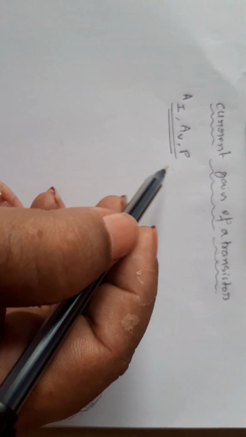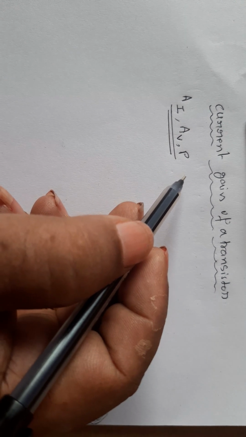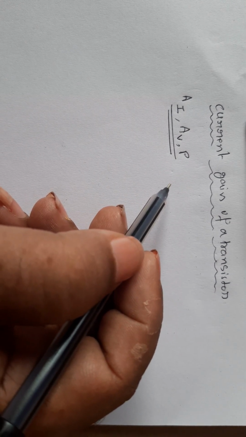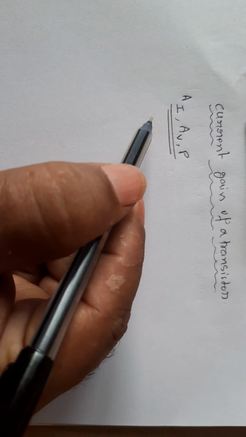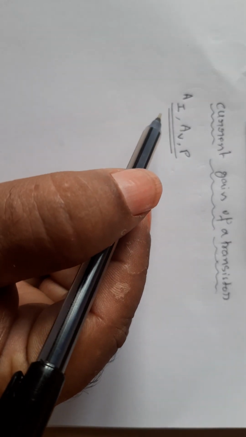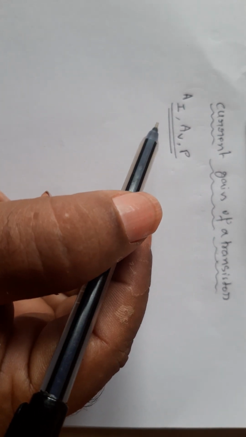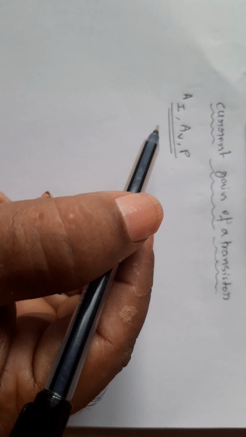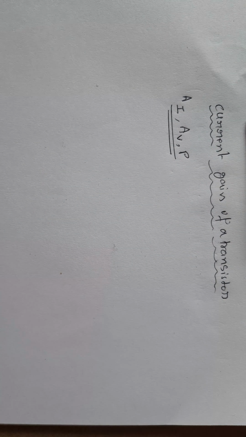Since the ratio has no unit because both numerator and denominator are the same quantities, voltage by voltage, power by power, current by current, they have no unit. It is only a magnitude. Therefore, gain has no unit. Gain has only the magnitude. That is how much the input is amplified or increased at the output is referred to as gain.